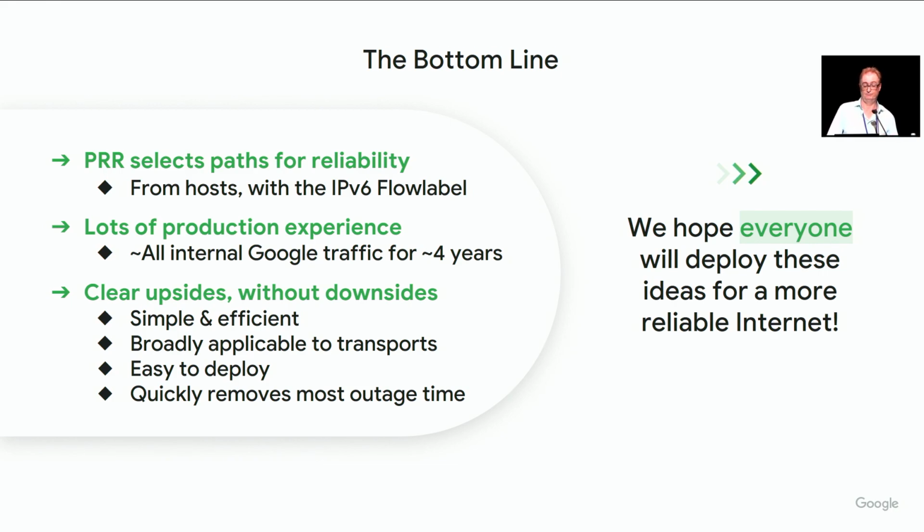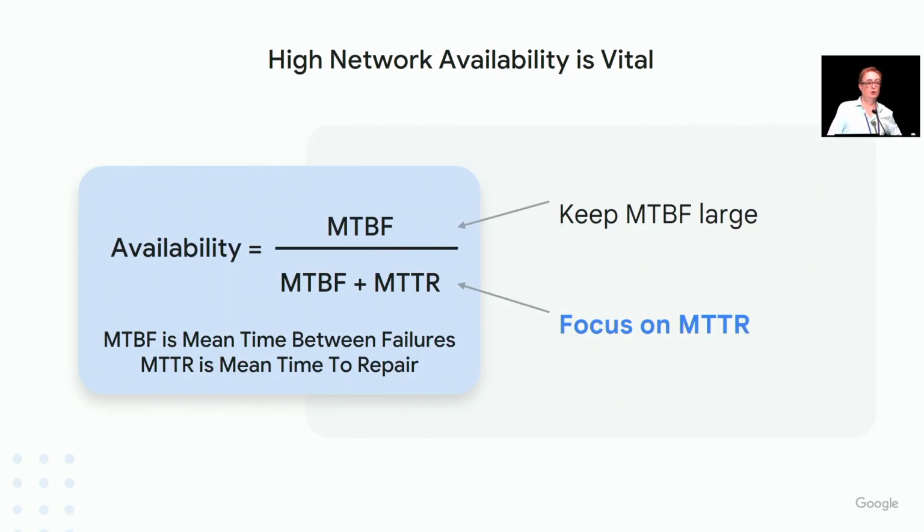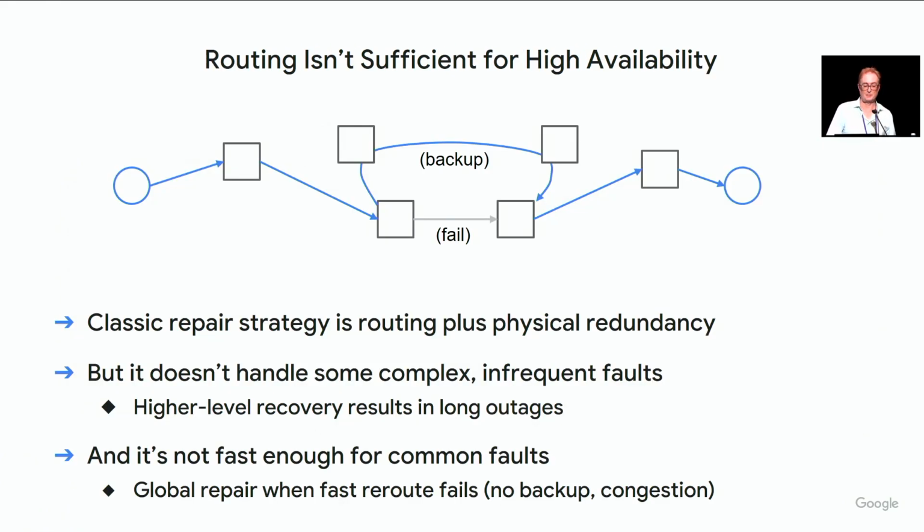So the motivation for our work is network availability. High availability is a key consideration for network operators, and particularly hyperscalers. But in this talk, rather than focus on keeping the mean time between failures high, I'm going to focus on keeping the mean time to repair low. That's because, in practice, our experience is that MTTR is the limiting factor in achieving very high levels of network availability. The classic repair strategy is to use routing in a network which has physical redundancy.